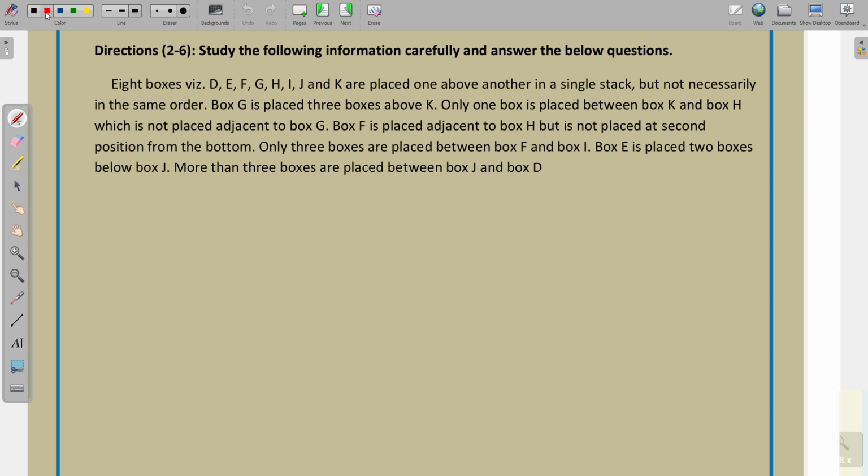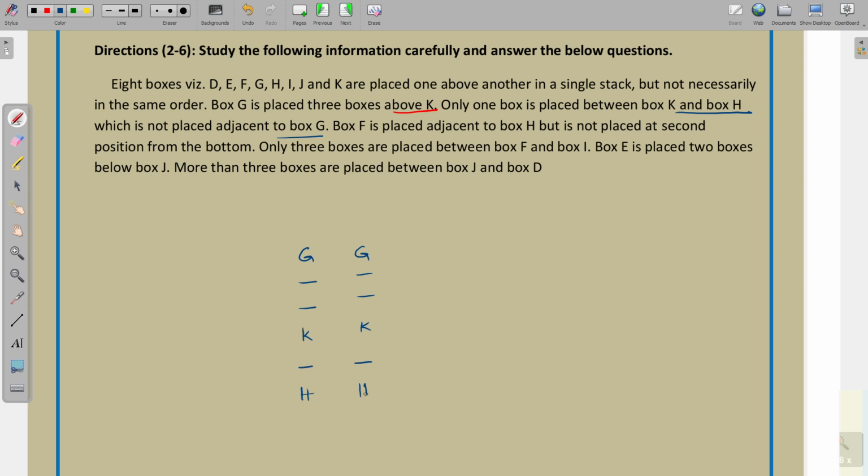Next, questions 2 to 6. See, 8 boxes D, E, F, G, H, I, J and K are placed one above another in a single stack, but not necessarily in the same order. G is placed 3 boxes above K. So G is placed 3 boxes above K, so 1, 2 and G is placed here. And only one box is kept between K and box H, which is not placed adjacent to G. So only one box is between K and H.